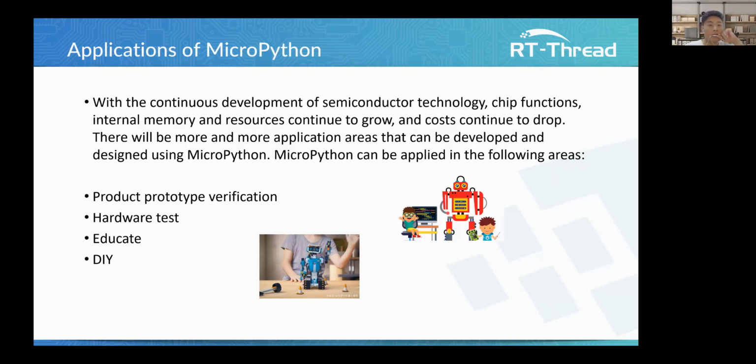The first is product prototype verification. As we all know, prototyping is a very important link when developing new products. This link needs to design the general model of the product in the fastest way and verify the business or technology. Compared with traditional development methods, using MicroPython is very useful for prototype verification, making the prototype verification process easier and accelerating the prototype verification process.